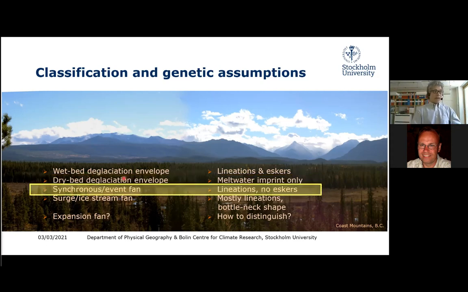Well, you might find just lineations and no eskers. That means that you're far away from the margin of the ice. You're underneath the ice. Ice is flowing. It's wet bed. It makes lineations, but there are no eskers. So you're inside the ice. So you can make all these combinations and learn where within the ice we must be and how we shall interpret this. So that's how we make these ice flow packages and give them a genetic content.